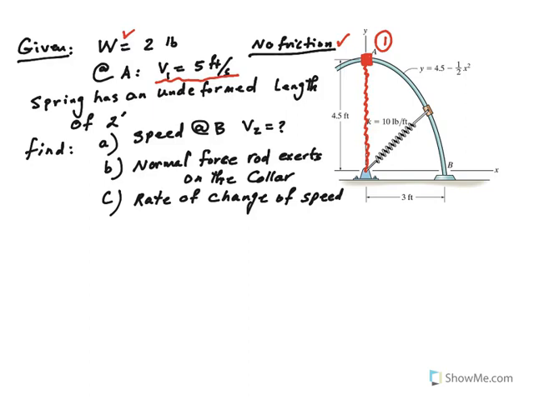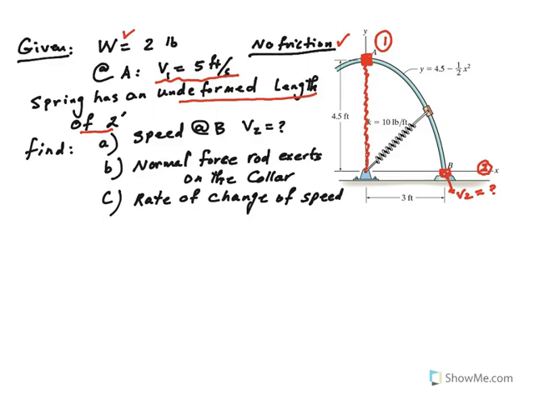We are also told that the spring has an undeformed length of 2 feet. So based on that, we can figure out how much the spring is deformed. The first thing we want to find is, at position 2, when the collar is at B, right here, the speed. I'm going to call that position 2. So we want to determine what is the speed here, v2.